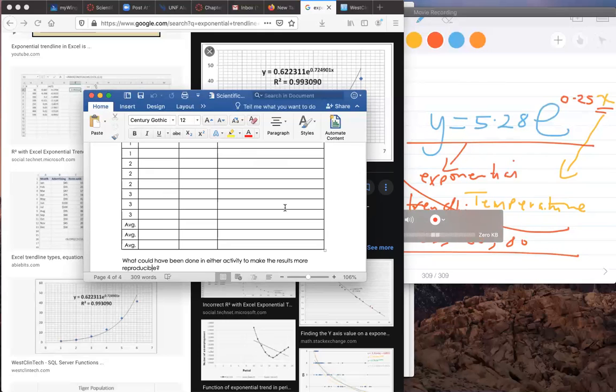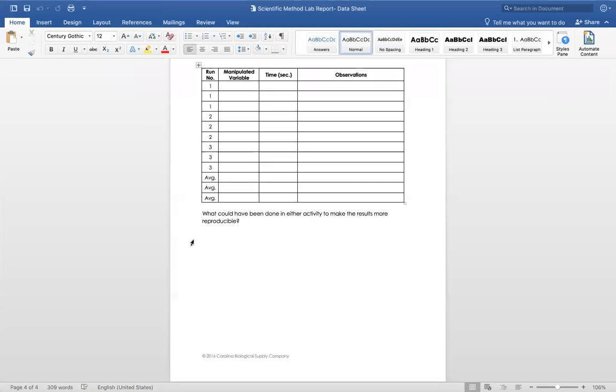Now you'll have to think critically about what could have been done. The follow-up question on activity 2 is based on the overall results: what do you think could have been done to improve the precision? Precision is how close a series of data are to one another.